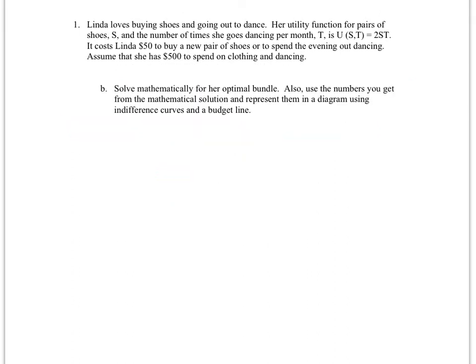Okay, so let's solve the problem. First we write down what we have. So we have the price of S is equal to 50, and the price of T is also equal to 50, and we also know that M is equal to 500. And if we write down the utility function we have, it's right here. And we are looking for the values of S and T.